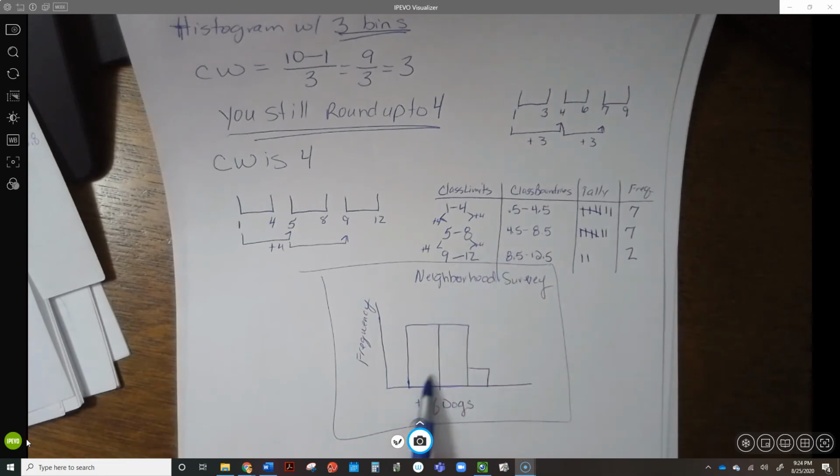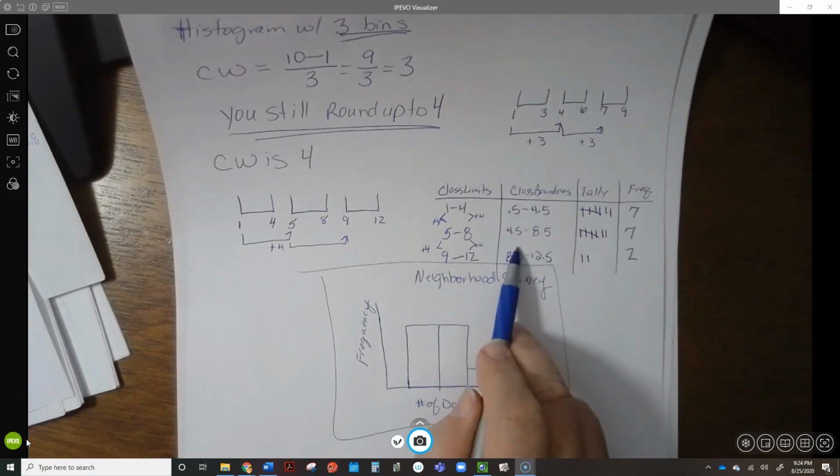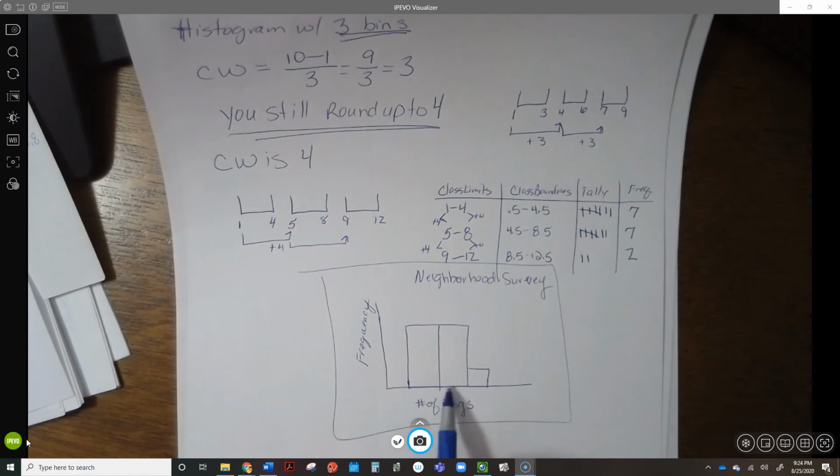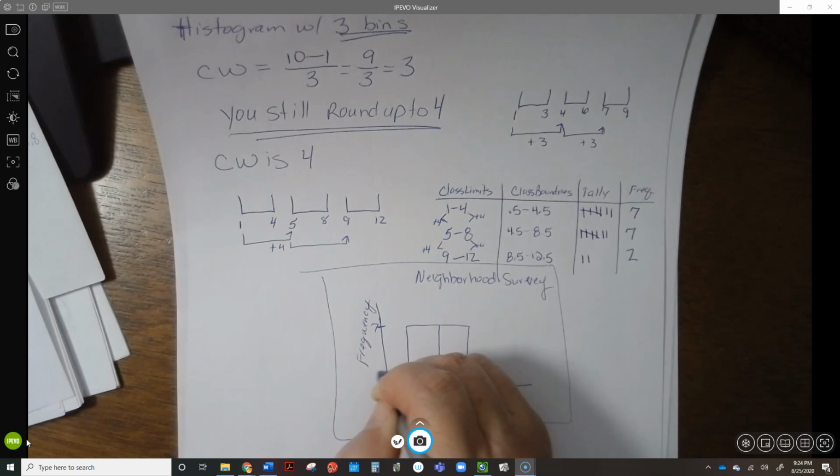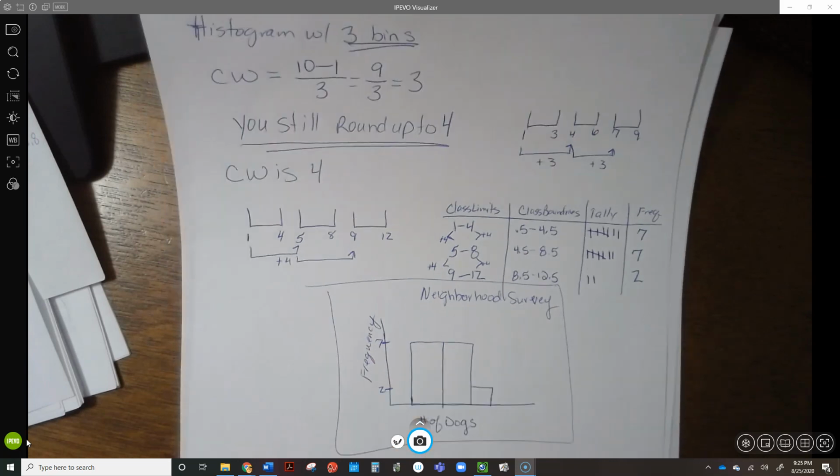Title of the histogram, what's being measured on this axis, what's being measured on this. It definitely would need to be scaled with these class boundaries or the midpoint number, either one. Frequency, we need this to be 7 and this to be 2. Anyway, I'll do the next video. Uh-oh, I went over.